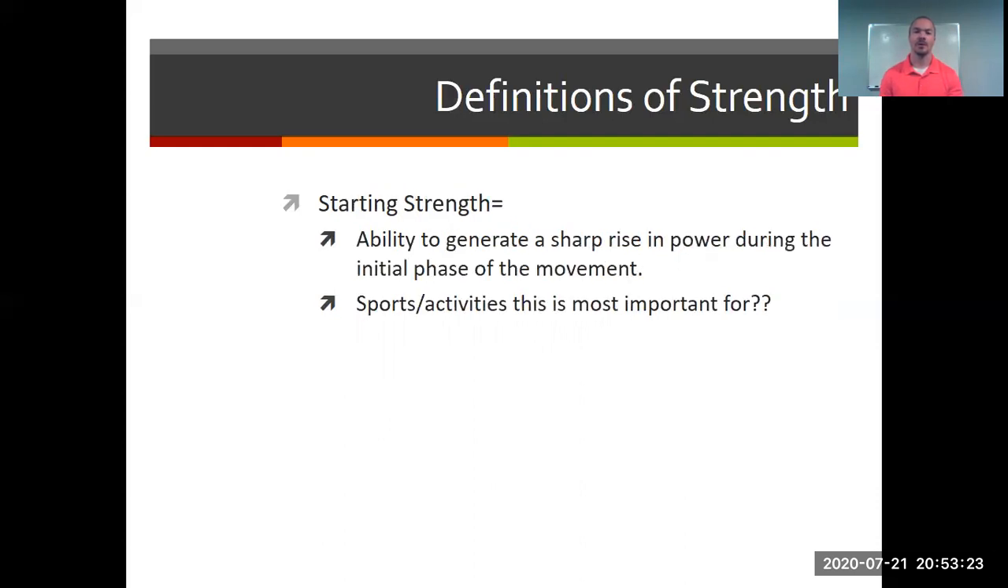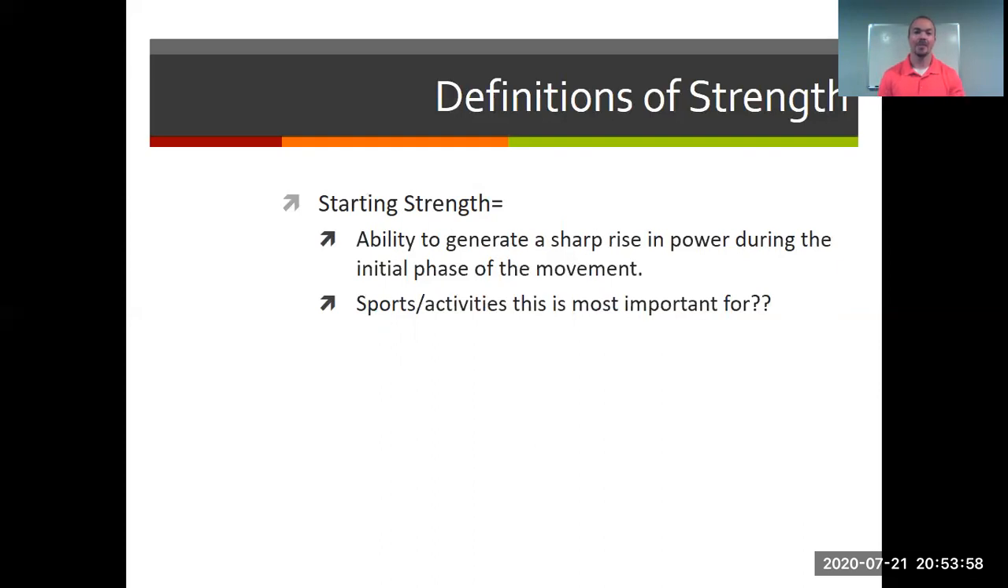Starting strength is your ability to generate a sharp rise in power during the initial phase of a movement. And what sports or activities is this important for? Well, the first one that comes to mind is football. In football, the whole team is lined up and their feet are still. And then with the movement of the ball, they are challenged to move as quickly as possible into whatever their activity is, whether it's guarding the quarterback or streaking downfield and trying to evade a defender. But I like my starting strength for my football team.